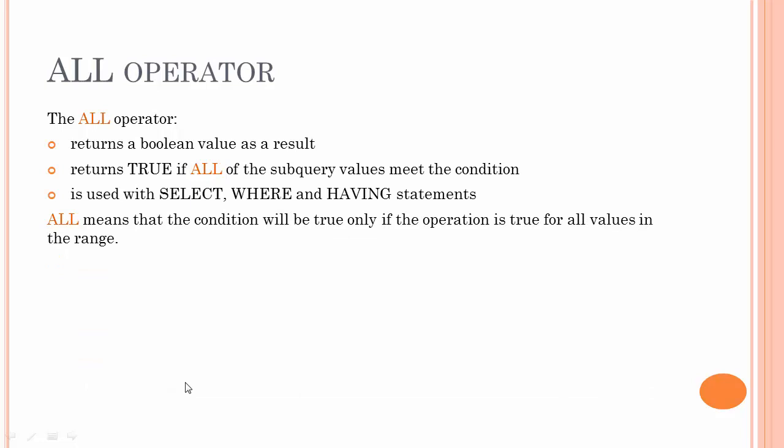The all operator also returns a Boolean value as a result. It returns true if all the subquery values meet the condition. It is used with select, where and having statements. All means that the condition will be true only if the operation is true for all values in the range. So let's see the syntax for the all operator.